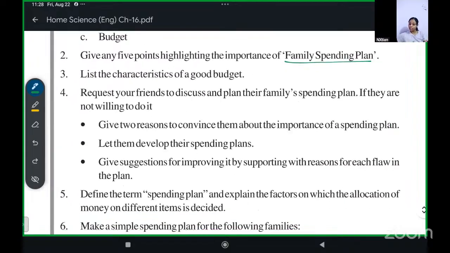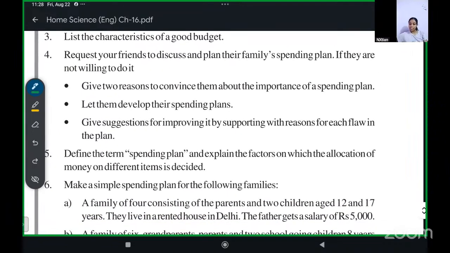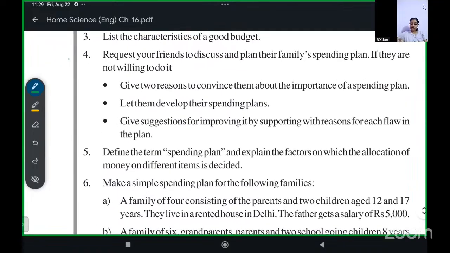Then request your friends to discuss and plan their family spending plan. If they are not willing to do it, give 2 reasons to convince them about the importance of a spending plan. Let them develop their spending plans. Give suggestions for improving it by supporting with reasons for each flaw in the plan. You don't need to do this right now. If you want, you can do it at home. It's a practical question.